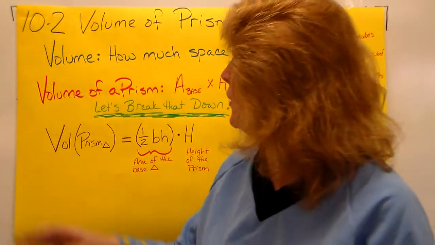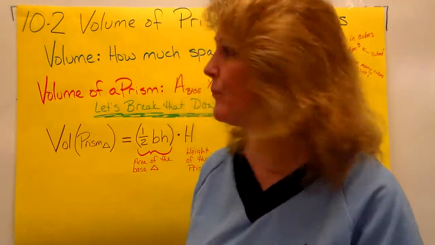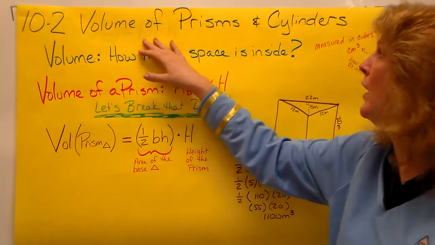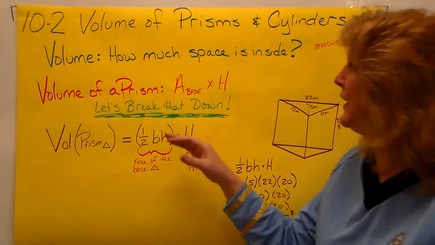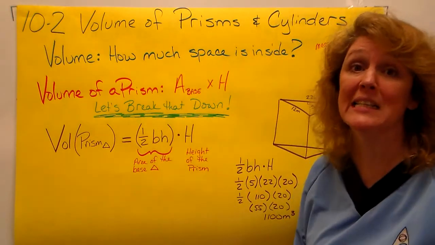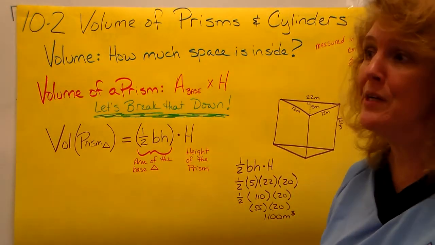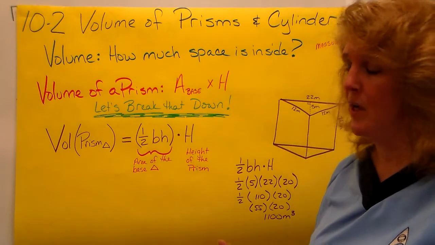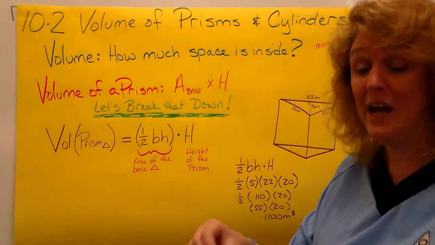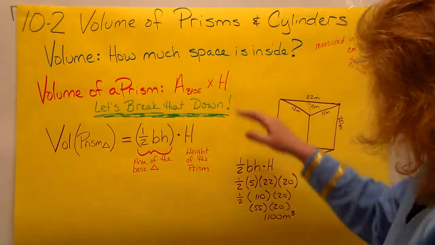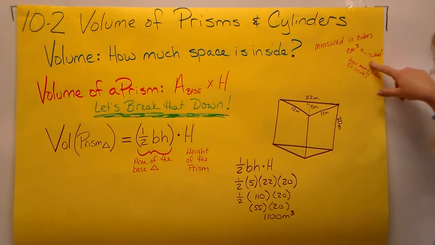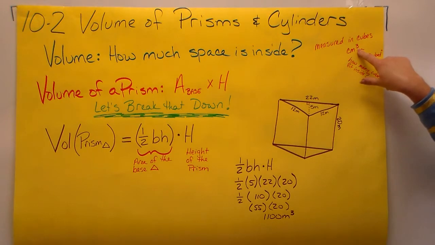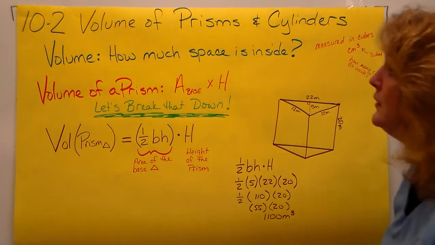Hello, so we're here on 10-2 and we're looking at the volume of prisms and cylinders. Volume is really how much space is inside of the three-dimensional object that we're talking about. How many little cubes can you stick inside of the space? And if you think about it as cubes inside the space, you remember that your answer is always in cubes: centimeters cubed, millimeters cubed, meters cubed, I don't care.